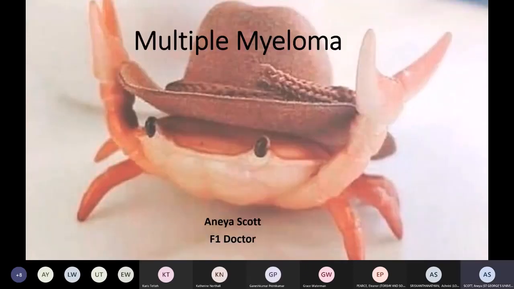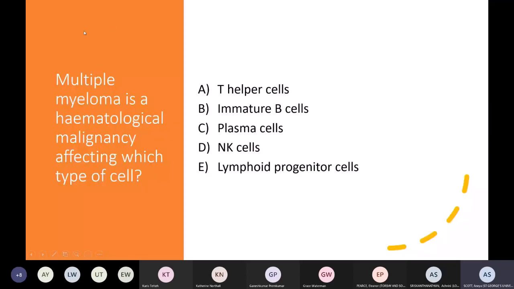I'm Anaya, and I'm going to be going through multiple myeloma. We're going to start off with a question. Multiple myeloma is a hematological malignancy affecting which type of cell? T helper cells, immature B cells, plasma cells, natural killer cells, or the lymphoid progenitor cells?